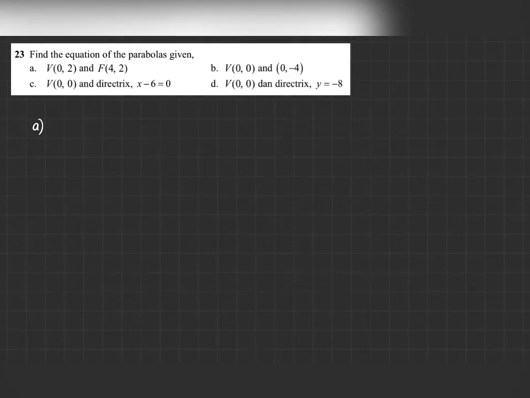Hello, what's up guys? Okay, this time kita akan tengok soalan yang pertama untuk parabola, which is 23. Find the equation of the parabola given.